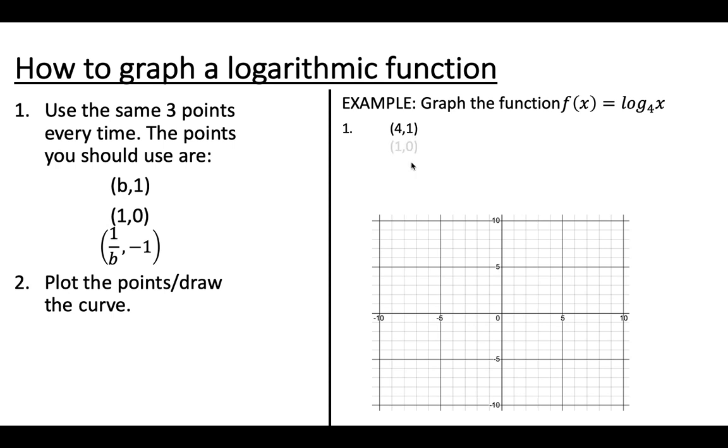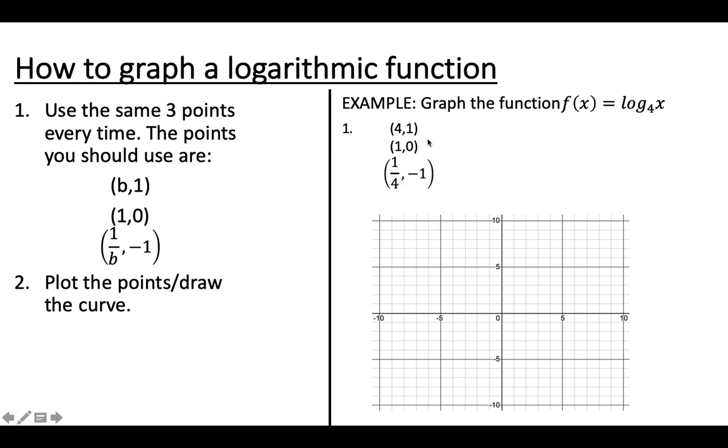The second one is always going to be the same every single time: 1, comma 0. And there you go, that's it. And then the last one, you just got to flip the first one. 1 over 4, make that a fraction, 1/4, comma, negative 1. So the 1, 0, negative 1 for the y numbers should never change. Anything we really had to figure out was the 4 and the 1 over 4. And you've got your 3 points.